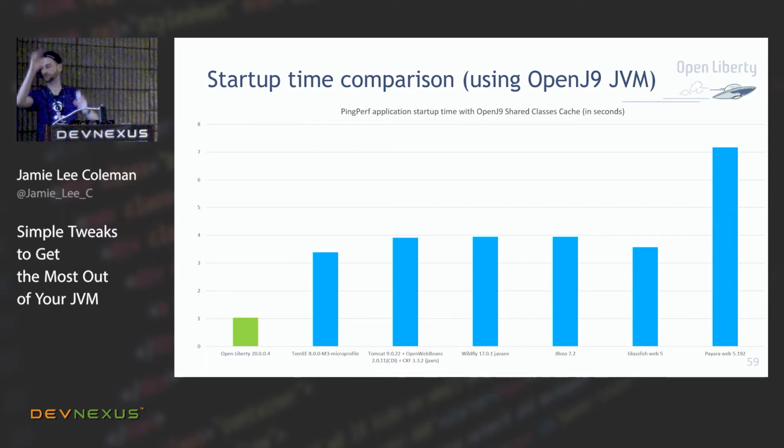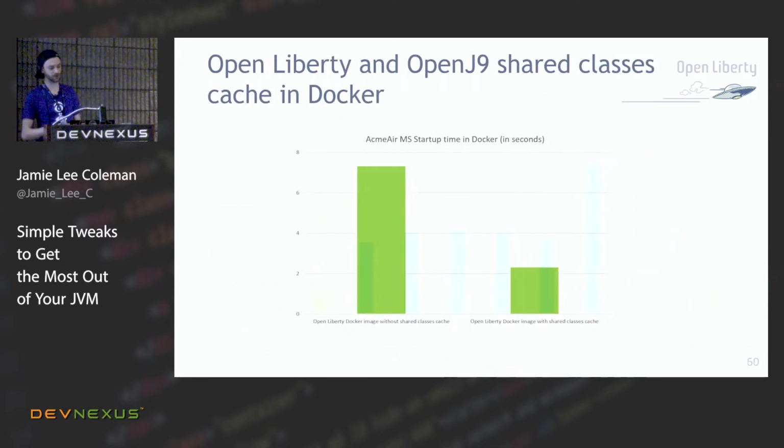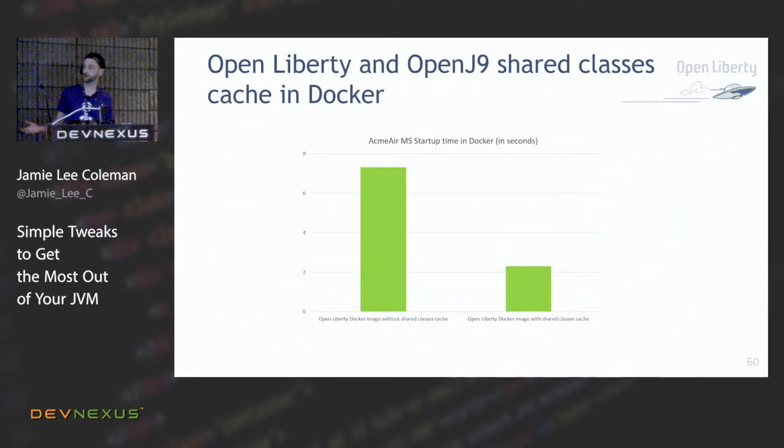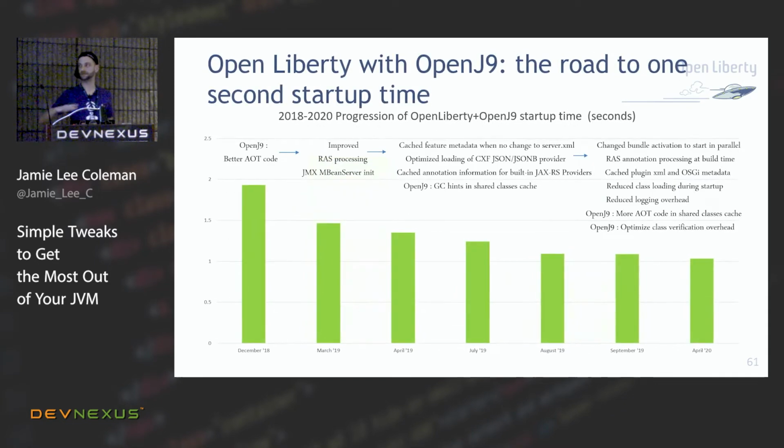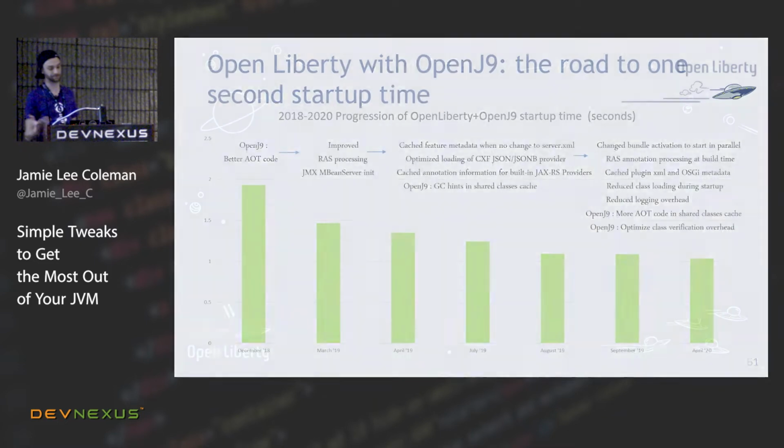You just change the from at the top. And yeah, basically you can get the benefits of this. It also, like I said, works in a containerized environment. So going from something like 7 seconds down to 2 seconds. And so we've got a lot of benefit in OpenLiberty because we have invested in adding source code or open source code to the OpenJ9 JVM and into OpenLiberty to really get the performance out of it.